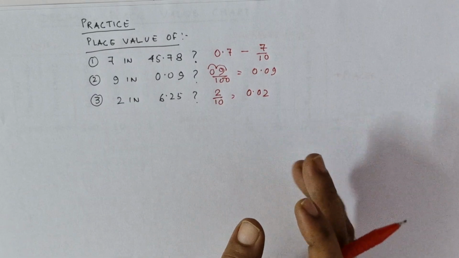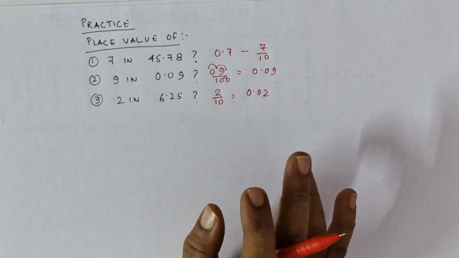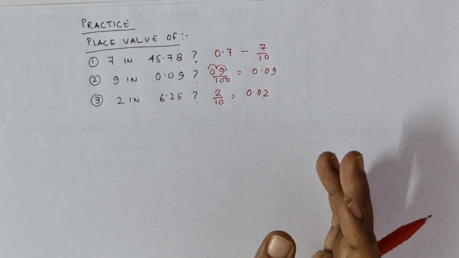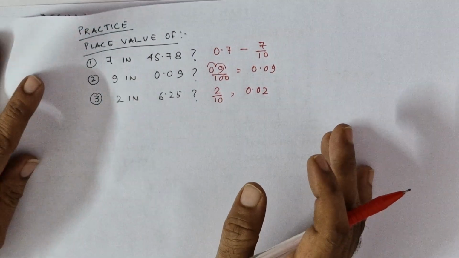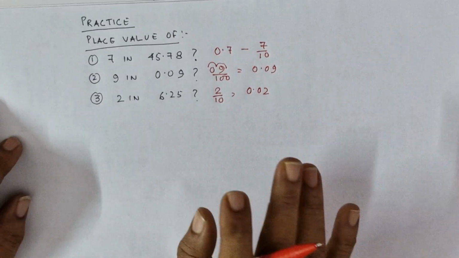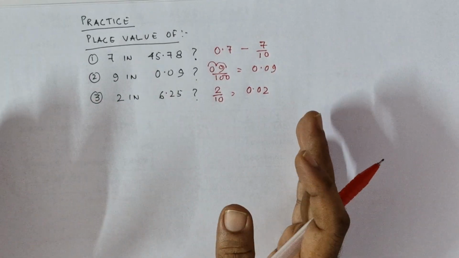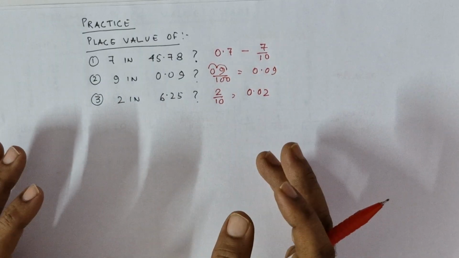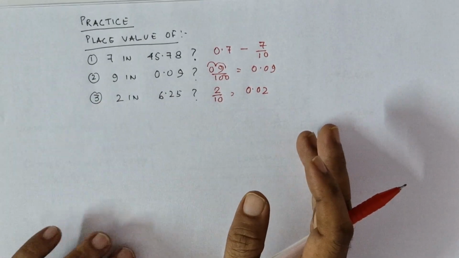Got it? So in the next class, we'll be taking up a new concept of decimals, that is how many types of decimals there are. Got it? So students, I guess you have followed the very important section, that is the place value chart in decimals and how to find out the place value in a decimal.